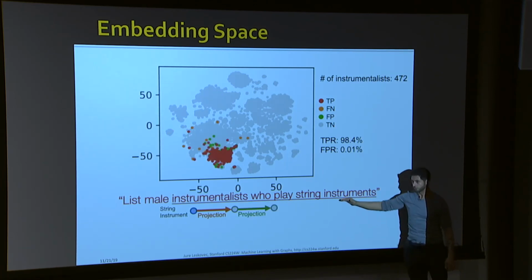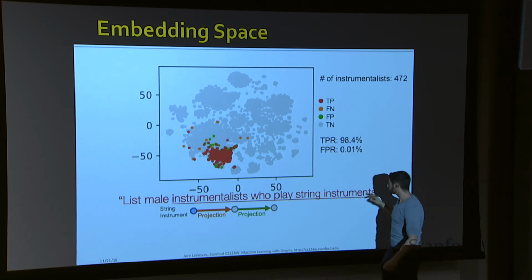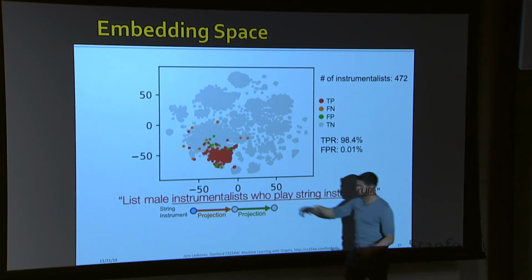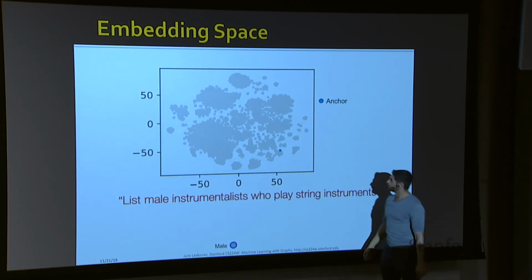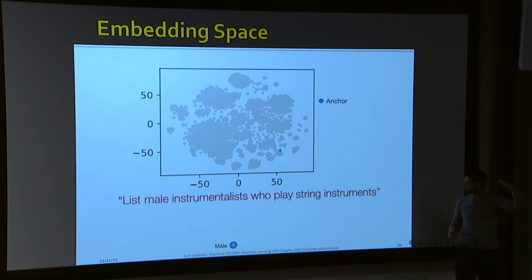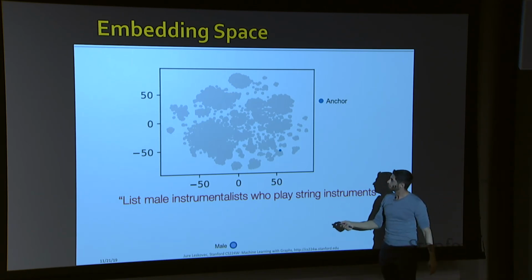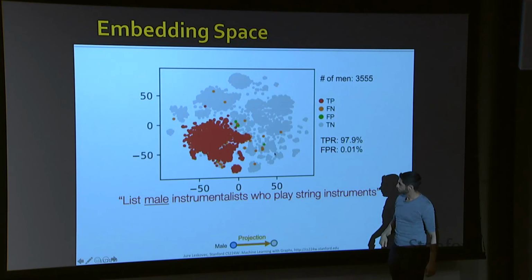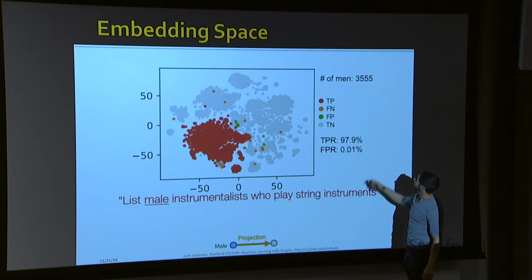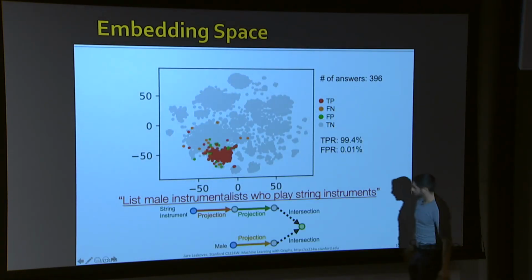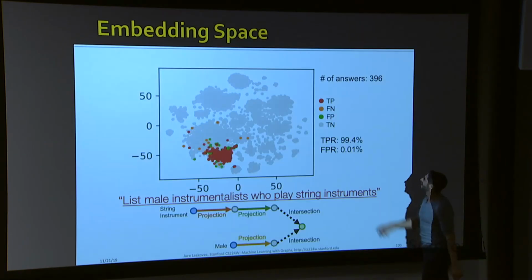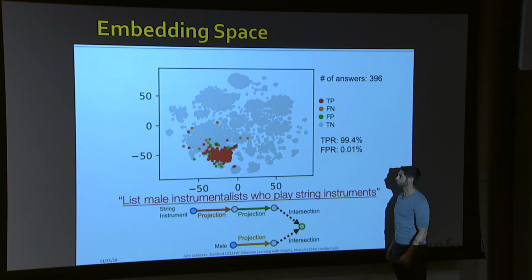Next step, follow the underline. Now we have instrumentalists who play string instruments. So we do two projections, each one of them with boxes, as we've seen before, and we have a slight drop in terms of true positive rate, but we're still at 98%. Now we've done the first part of the path query, and now we have to do the second one. We have to find all the male people in our data set. So again, start from this anchor node down here. We do the first projection, and we get in total roughly 3,500 men, and then we apply our intersection, and that's the final result that we get. So we are at 99.4% performance.